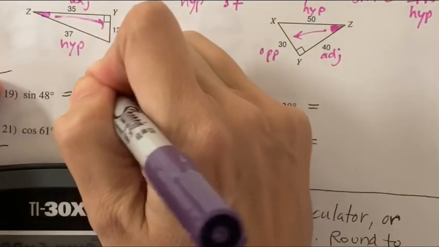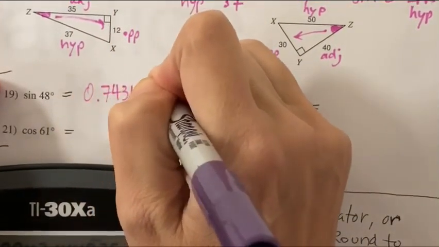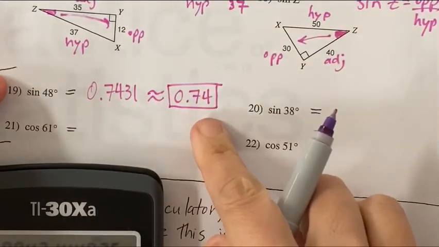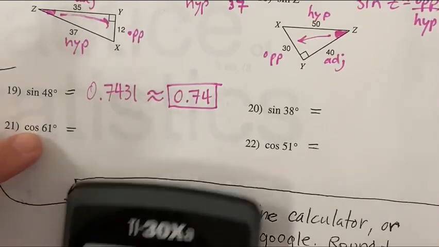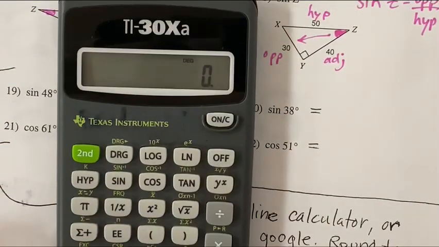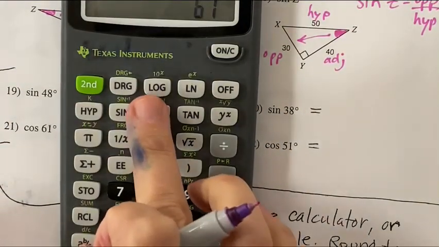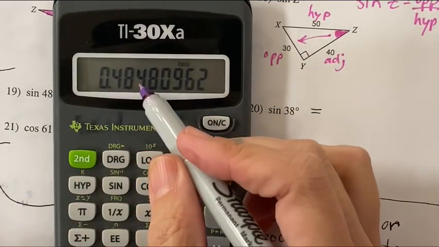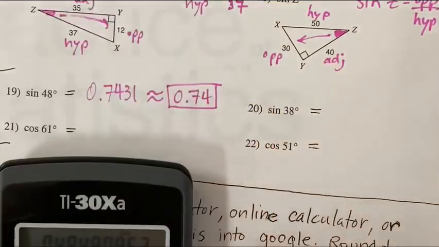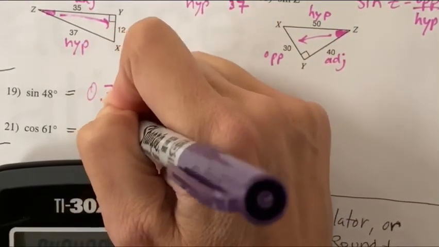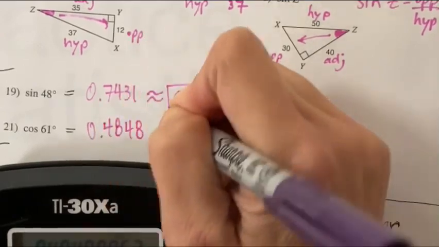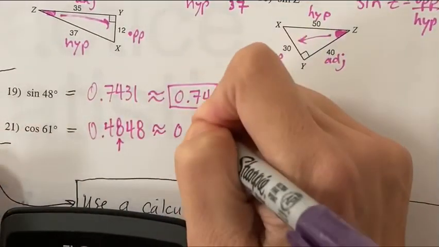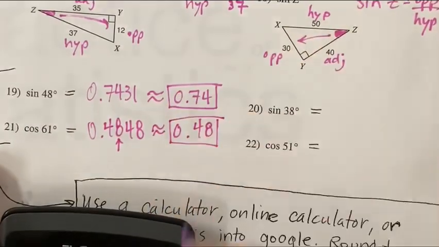So I get 0.7431, but remember, I want to round to the nearest hundredth, so I'm going to stop 2 places after the decimal. Cosine of 61. Okay, so clear it, and then you hit 61 and the cosine button. We get our answer, 0.484. So the 4, I'm not going to round the 8 up, so 0.4848 would round to, this 8 would not round up, so it would be like that, rounded to the nearest hundredth.